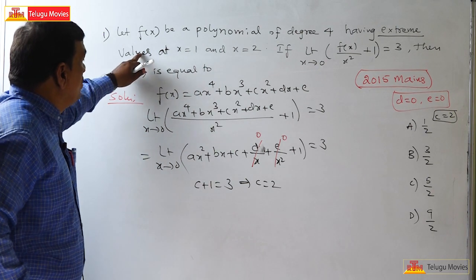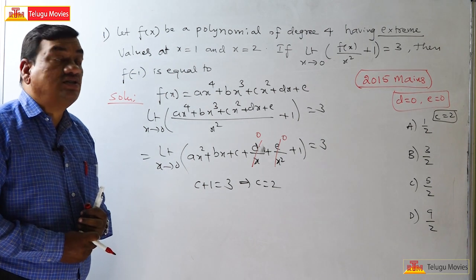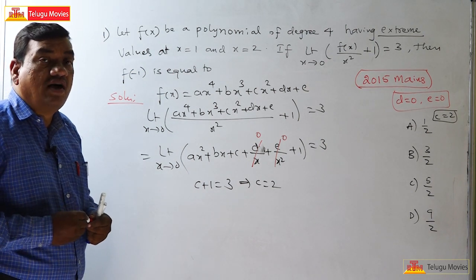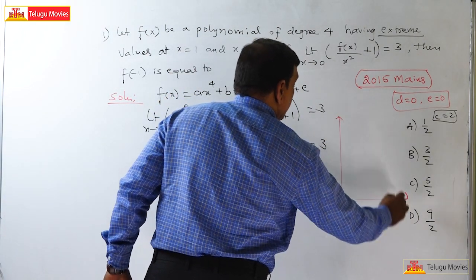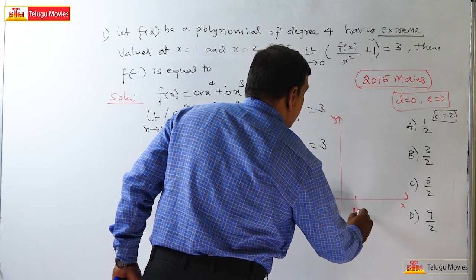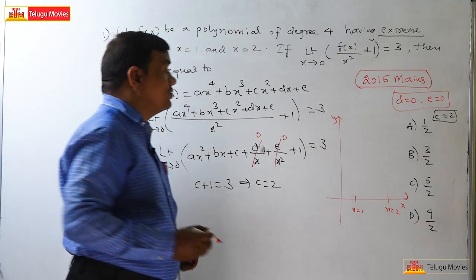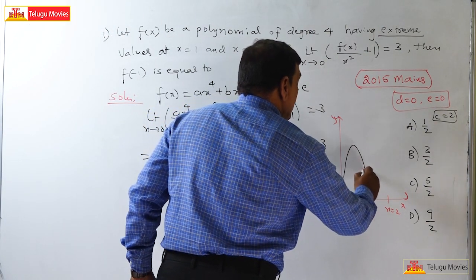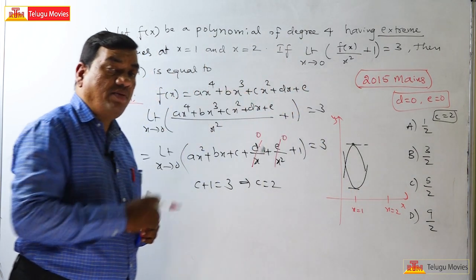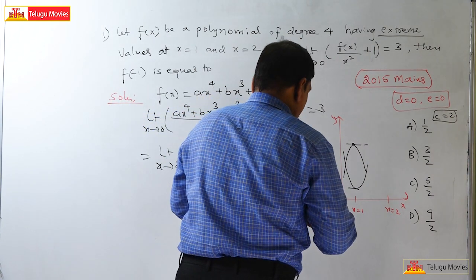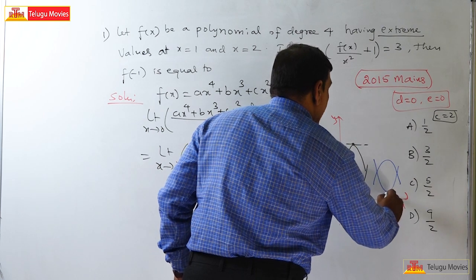Now let us make use of the first given data. That means the function has extreme values at x equal to 1 and x equal to 2. What is the meaning of that? Let us draw the graph with the x-axis and y-axis, with x equal to 1 and x equal to 2. Extreme values means maximum or minimum. At x equal to 2, the graph may take upward or downward, we don't know.